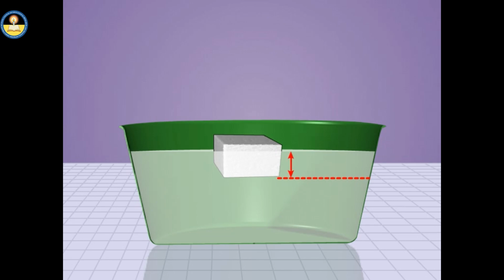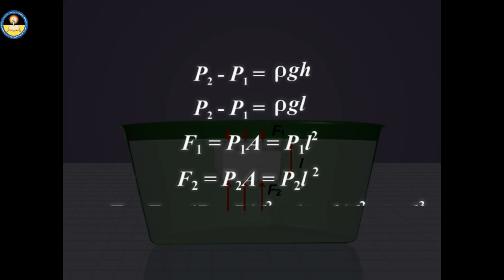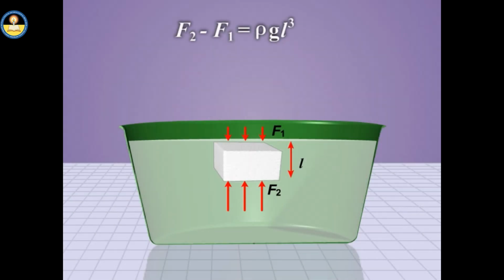Since pressure in a liquid increases with depth, the pressure at the lowest face is more than the pressure at the upper face, and the difference is equal to the pressure exerted by the liquid column of height equal to the side of the cube. And thereby, the upward force acting at the lower face is more than that of the upper face, as can be seen. This difference in forces gives rise to a net upward force, which is the buoyant force acting on the cube.